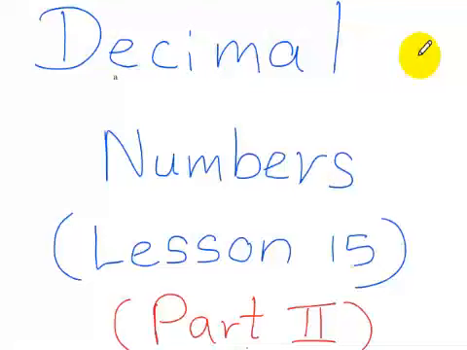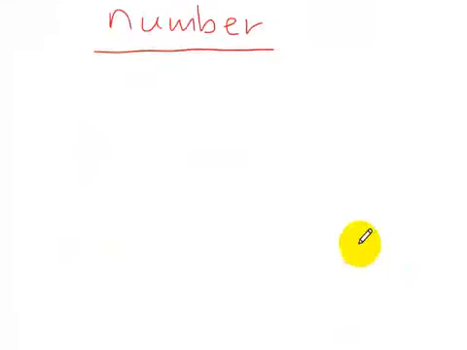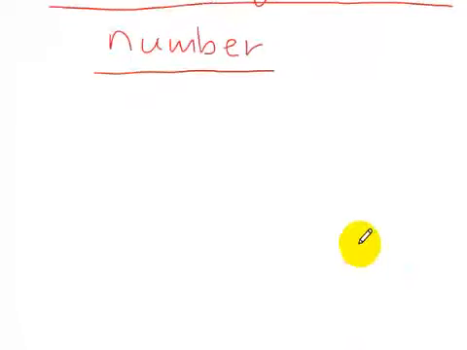Okay, second part of our lesson: multiplying a whole number by a decimal number. There are two methods to solve this type of problem.